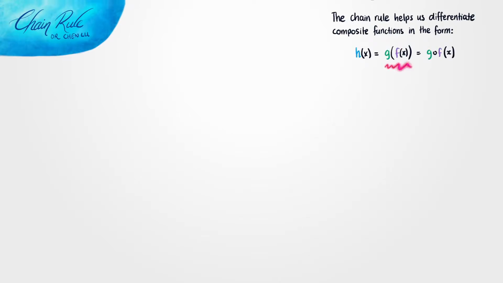A function in this form or this form is called a composite function. They occur whenever you substitute the output of one function into the input of another function. Now, formulas like this are great and everything, but I prefer pictures, so let me go ahead and draw this out for you.